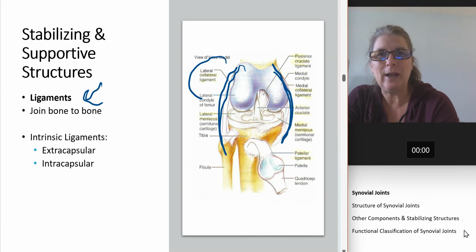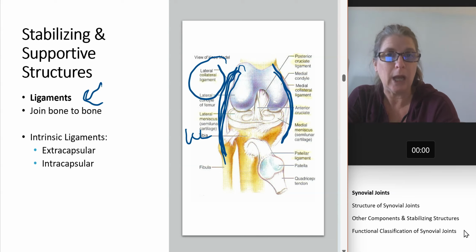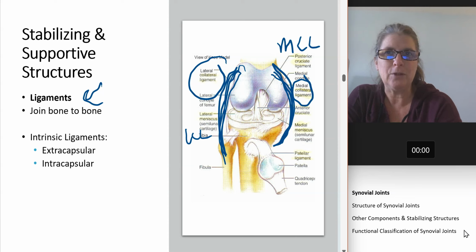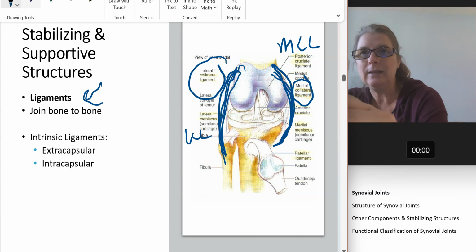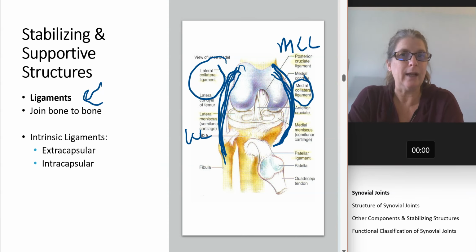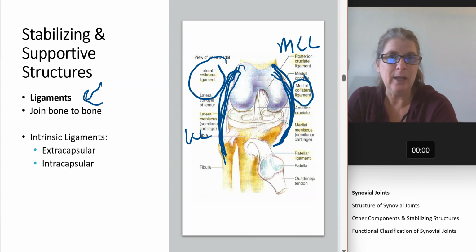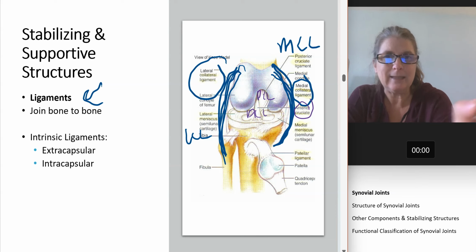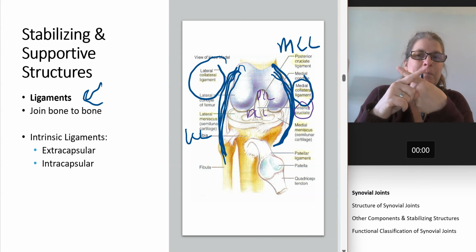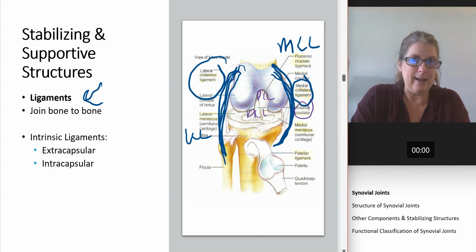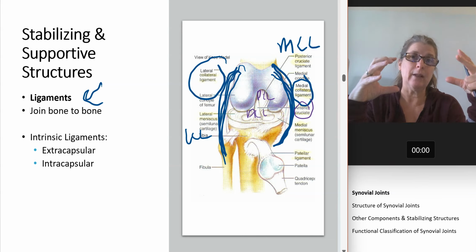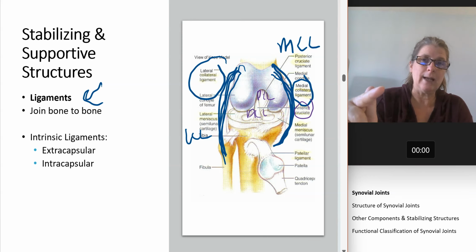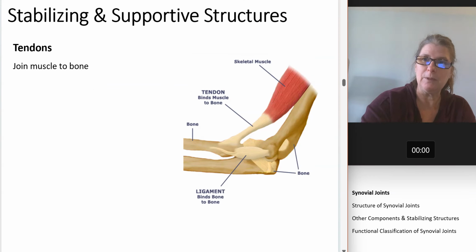So what happens is you have your LCL. And your LCL, remember, connects the femur to the fibula. And then you have your MCL, and that connects the femur to the tibia. Those ligaments are on the outside of the joint, so they're extracapsular. Remember, inside the joint, we had our ACL, and then back there is our PCL, the cruciate ligaments, because they crisscross inside the joint. Those are intracapsular. So a lot of ligaments are outside of the joint, but the knee joint in particular has a ligament inside the joint, and that's what those terms mean.